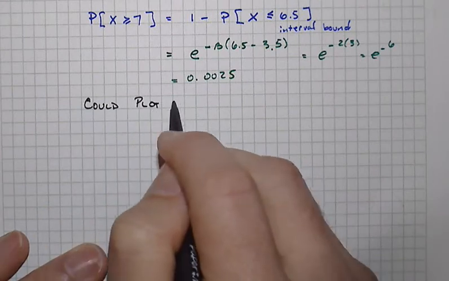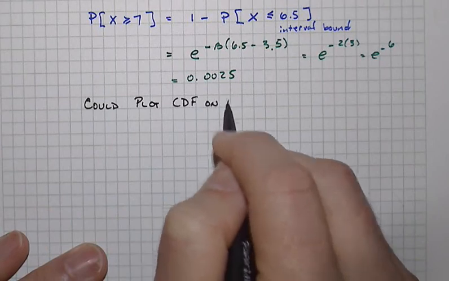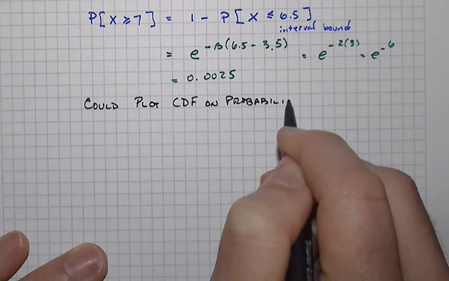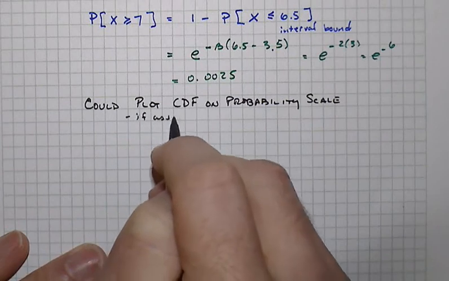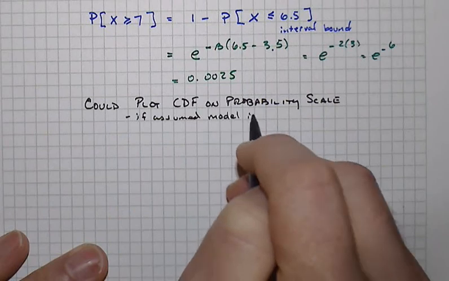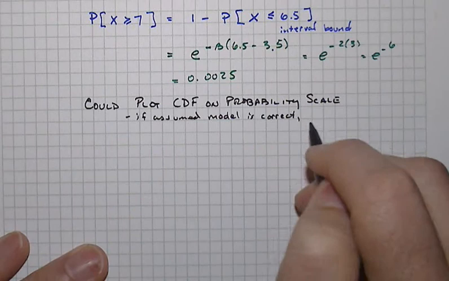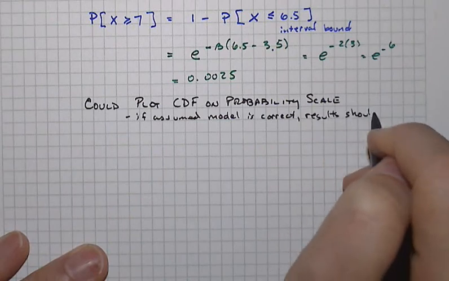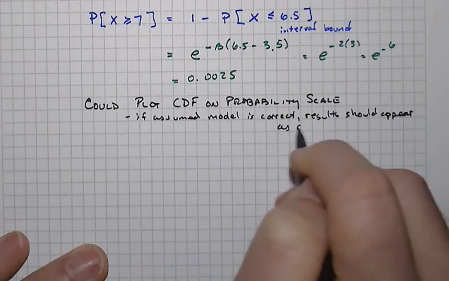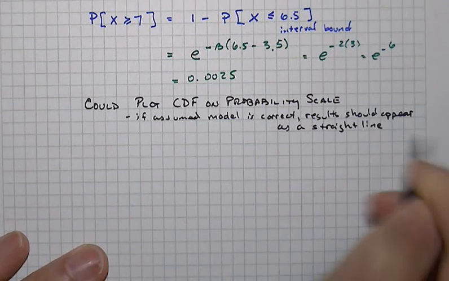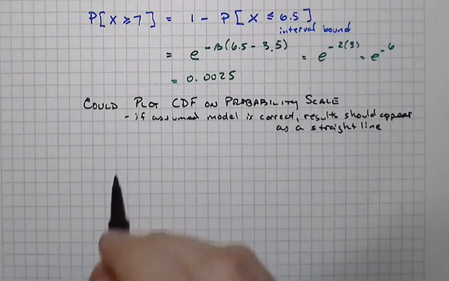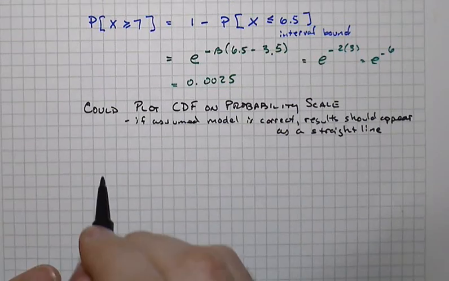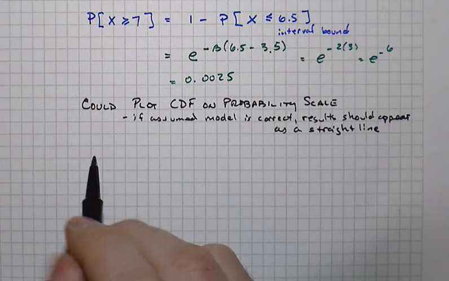But what we could do is plot our observed CDF on a probability scale. And the idea there is, if the assumed model is correct, then the results should appear as a straight line. And we'll have a different probability scale or probability graph paper for each and every different probability distribution that's out there. So in the old days, when you had to go buy graph paper, you had to keep a stock of a whole bunch of different ones around, and you'd plot your observed values on these different kinds of scales.